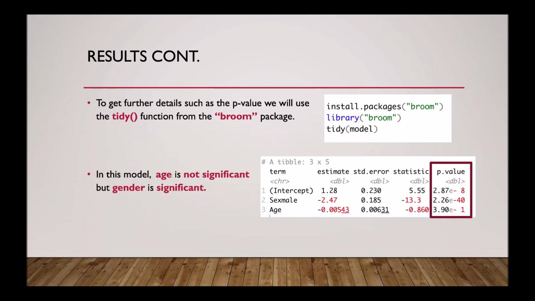As you can see in this model, age is not significant, but gender is. This means that whether you were male or female affected how likely you were to survive the Titanic, regardless of what age you were.